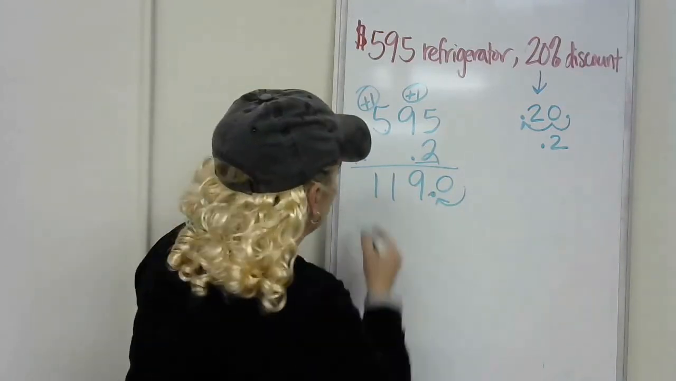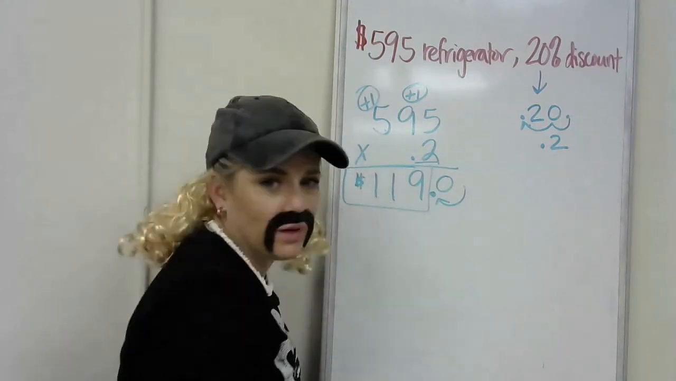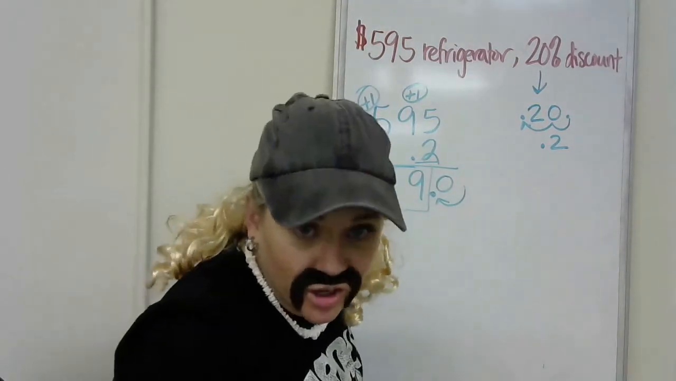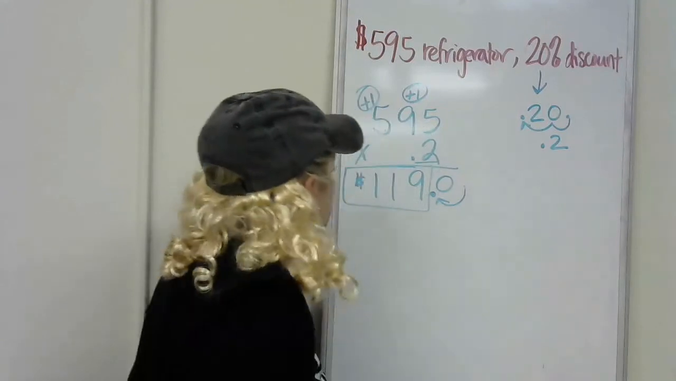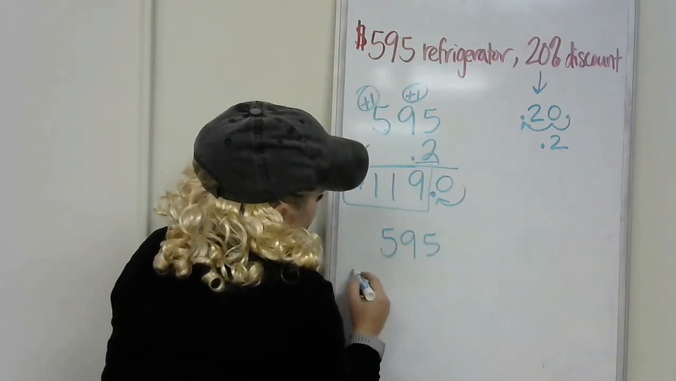Ooh, now look at that discount. That's a $119 discount. Woo, buddy. I might buy me 2 refrigerators. All right, so let's subtract it now. Let's see how much it's going to cost for us to get out of here.